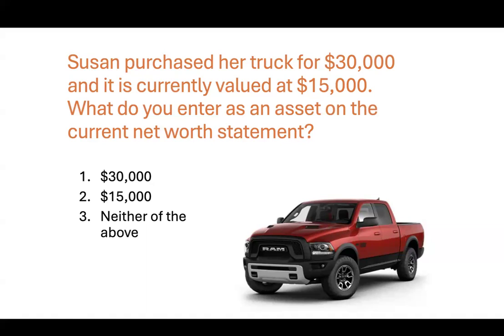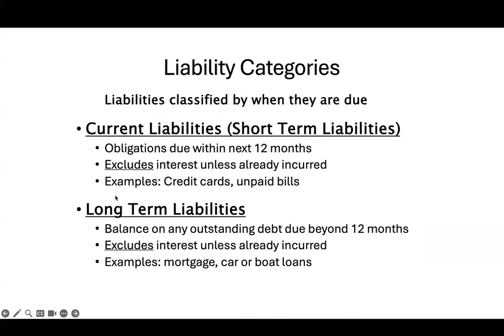Okay, so remember, we don't care about the historical cost, right? $30,000 doesn't matter. When we record assets, we always record assets at their fair market value. And so its current fair market value is $15,000. And so we will record an asset on the current statement of net worth of $15,000. Okay, so answer number 2 is correct.